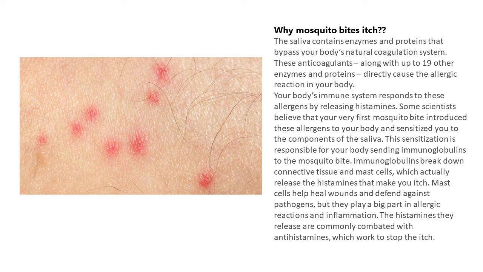Some scientists believe that your very first mosquito bite introduced these allergens to your body and sensitized you to the components of the saliva. This sensitization is responsible for your body sending immunoglobulins to the mosquito bite. Immunoglobulins break down connective tissue and mast cells, which actually release the histamines that make you itch. Mast cells help heal wounds and defend against pathogens, but they play a big part in allergic reactions and inflammation.